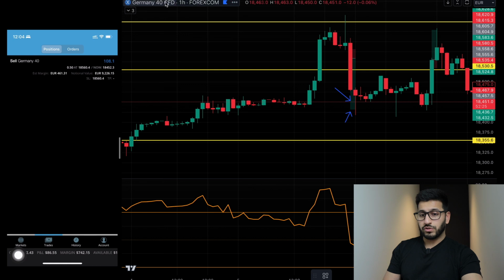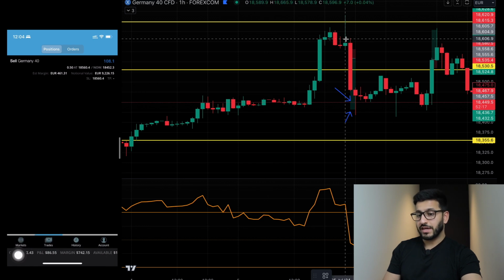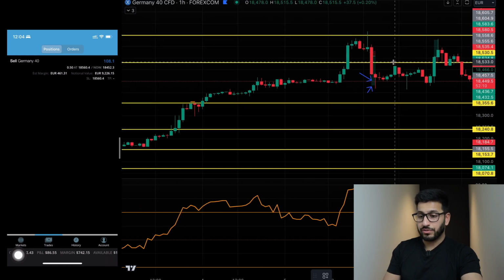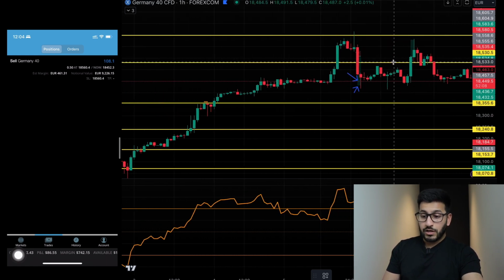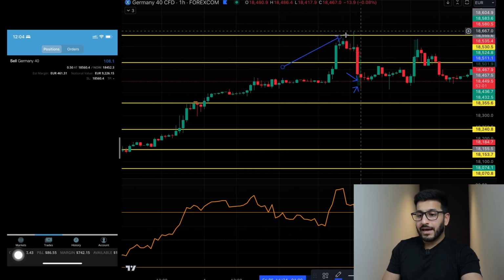Now, this trade was taken on German 40, which is DAX. I took this trade at 12 o'clock at night because I live in Australia. Moves happen usually at late nights, and that's why I'm not able to record most of them. Sometimes I'm able to record those and I share with you guys. So I'll tell you why I took the trade and why I thought I was going to take this trade at this area.